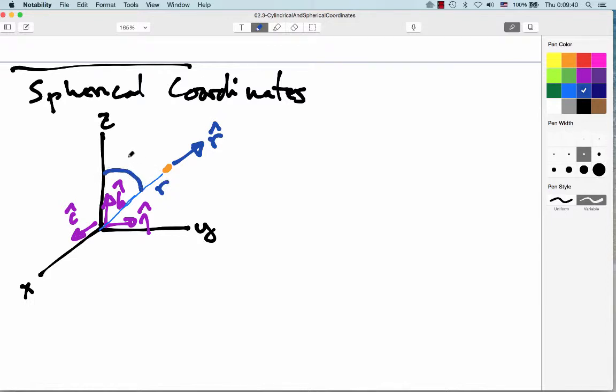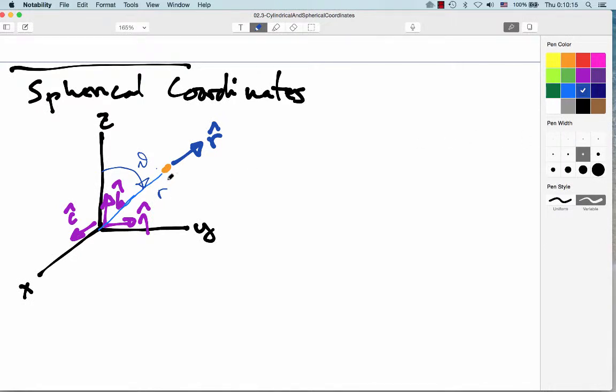This angle here, theta, gets measured off of the z-axis. In math class, this usually gets called phi. Physicists call it theta. It's been that way basically since day one, and that's just the way it goes, unfortunately.